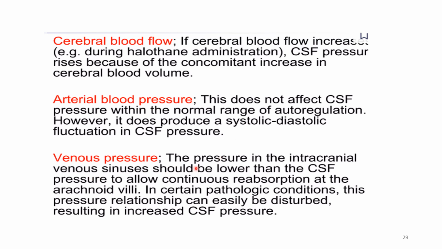Then coming to the venous pressure. The pressure in the intracranial venous sinuses, how should it be? It should be lower than the CSF pressure, to allow the continuous reabsorption at the arachnoid villi. In pathological conditions, what happens? If this venous pressure is increased, then the rate of CSF formation will be decreased.